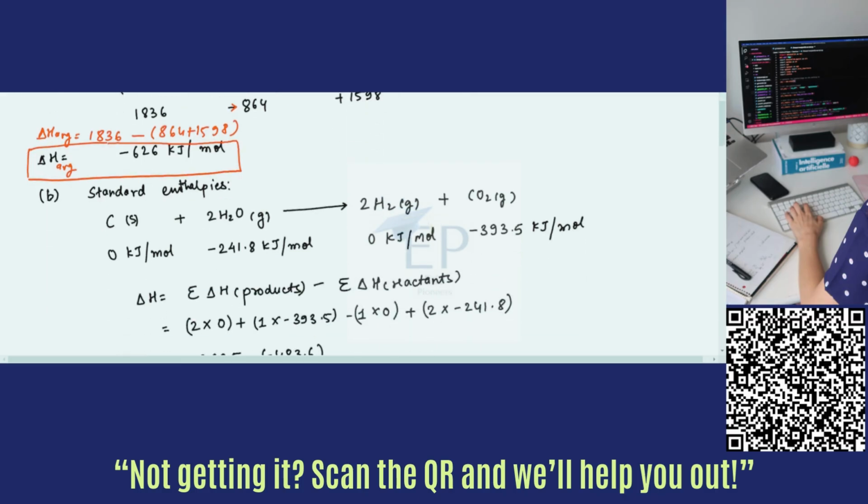Now, secondly, the second part is standard enthalpies. So we need to write the standard enthalpies instead of the bond energies. Here for H2O it is minus 241.8 kilojoule per mole. These are the literature values. Now for H2 gas it is 0 kilojoule per mole, and for CO2 it's minus 393.5 kilojoule per mole.